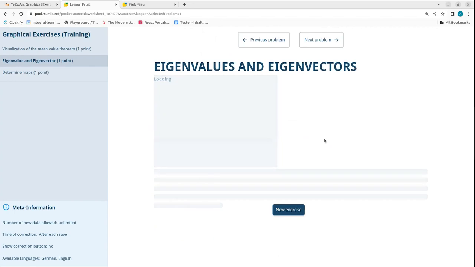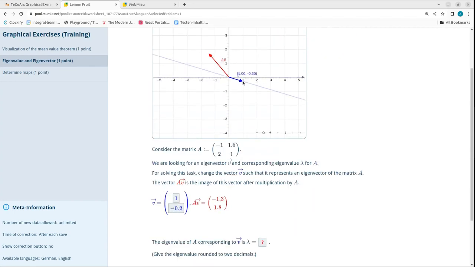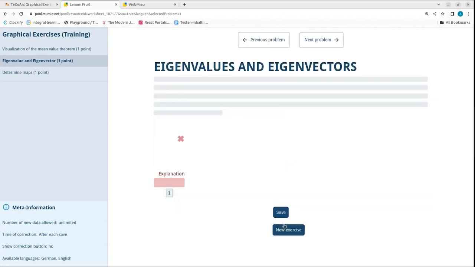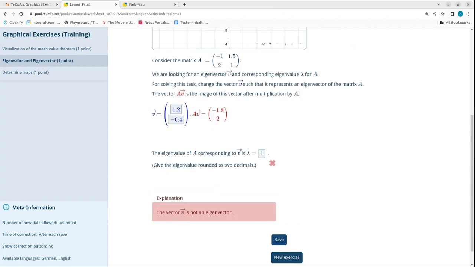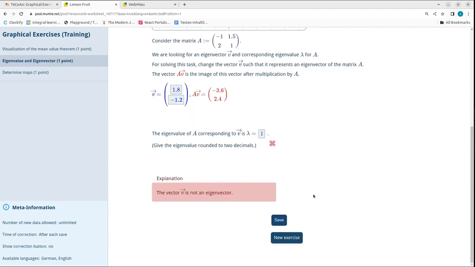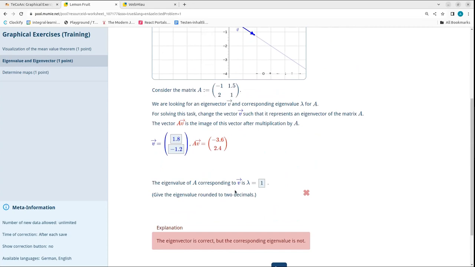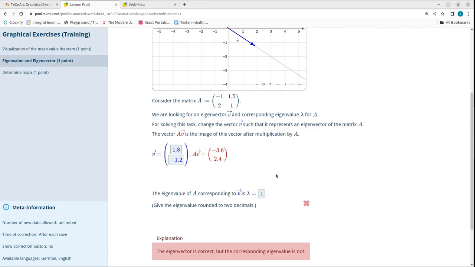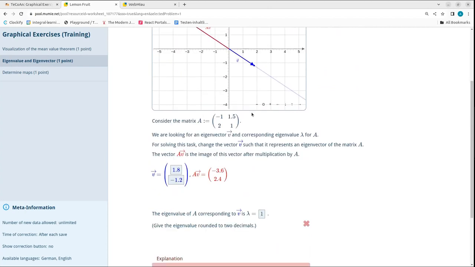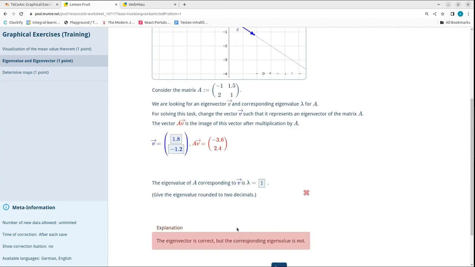And I can do it again and again with different things. If I don't do it correctly, I also get feedback. For example, if the vector is not correct, I get the feedback that the vector is not an eigenvector. Or if I do it correctly here, let's keep the one, then I get the feedback as a student that the eigenvector is correct but the corresponding eigenvalue is not, and so on. So these are different things where, out of the data of the canvas, which is the JSXGraph, we get information for the corrector, which tells the corrector what explanation should be shown.